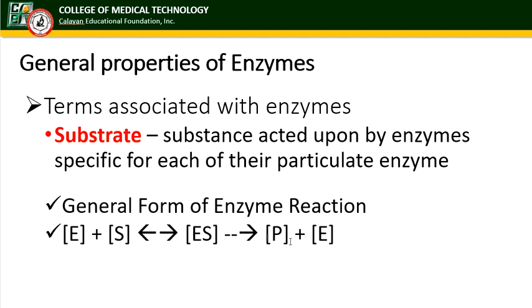Okay. So ito yung sinasabi kong formula kanina. So terms associated with enzymes. Okay. Substrate. So binabanggit ko kanina. Ano ba tong substrate na ito? So substrate is a substance acted upon by enzymes specific for each of their particular enzymes. Okay. So yung substance daw o isang bagay, molecule, kung saan kailangan ng enzyme at specific yung enzyme na yun para sa substrate para magkaroon siya ng chemical reaction.